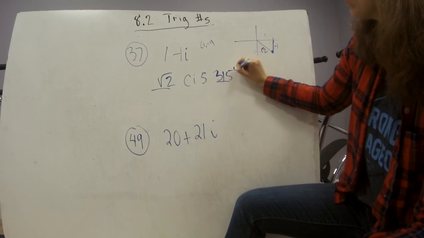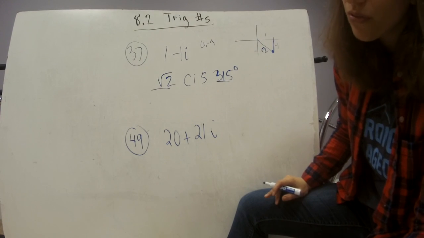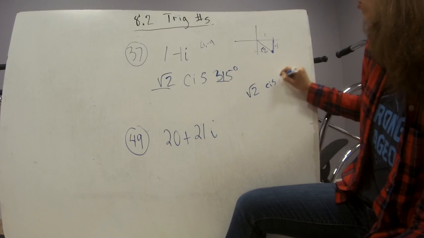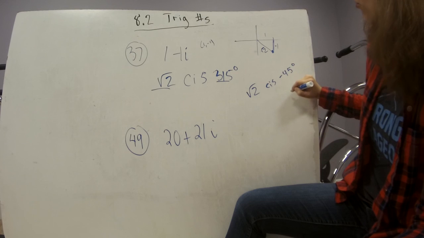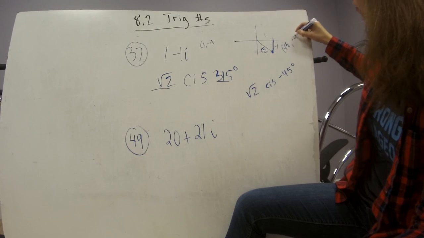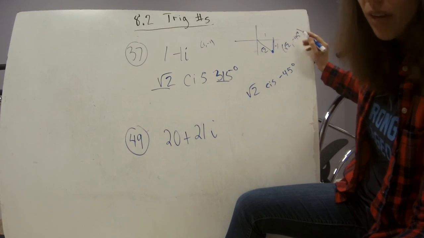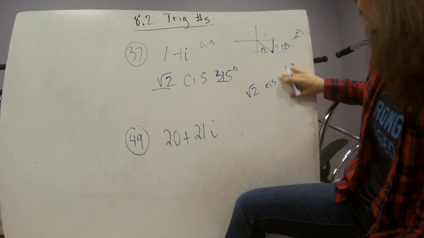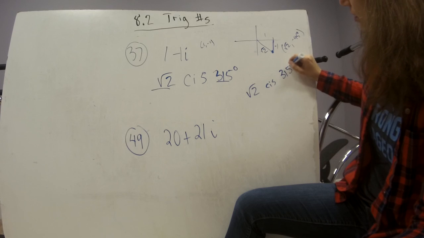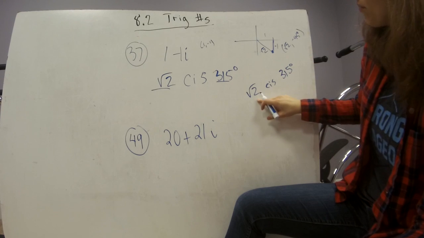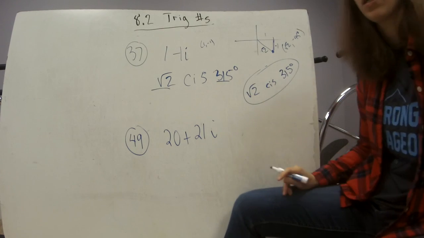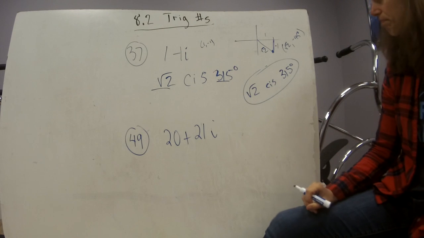going to be 315. Do note that proper cis form has to be between 0 and 360. So technically, even though this is correct, and like in polar form, you could have said like root 2 comma -45. In polar form, they let you have negatives wherever you want, but in cis form, they want everything to be positive. So they want this to be in between 0 and 360, and they want this to be a positive number. You're not going to have a negative radius on there. Okay, so hopefully that makes sense.